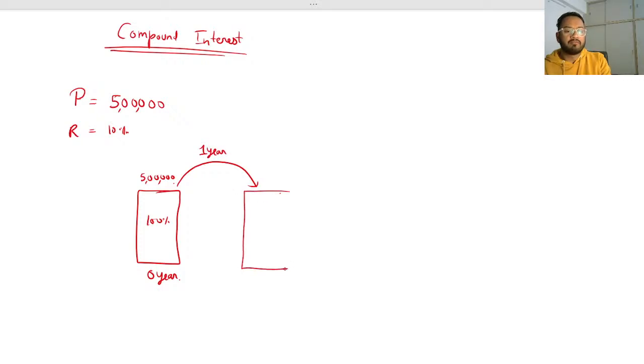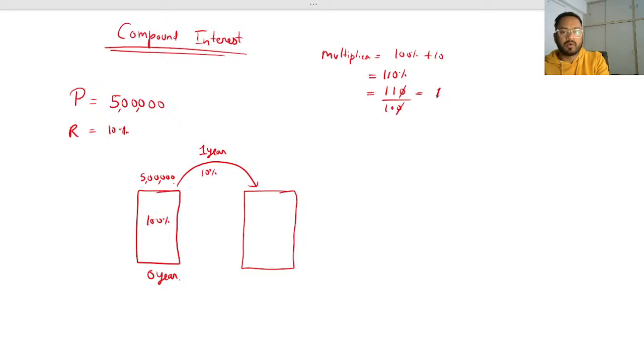Now after 1 year, if the builder wants to pay all the money to the bank, he needs to pay at 10% interest, right? Kitna hota hai? See, multiplier means 100% is the value and then 10% is the rate of interest. So 110%, and if you remove the percent sign, 110 upon 100 becomes 1.1. So you will take the multiplier as 1.1.